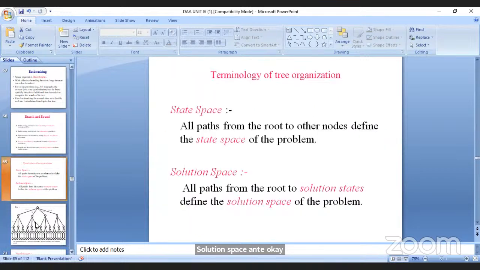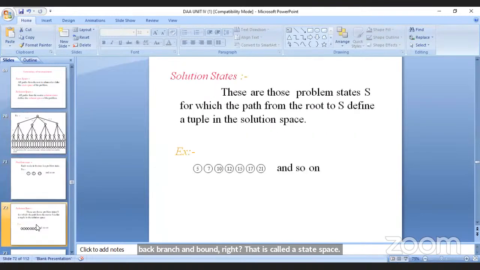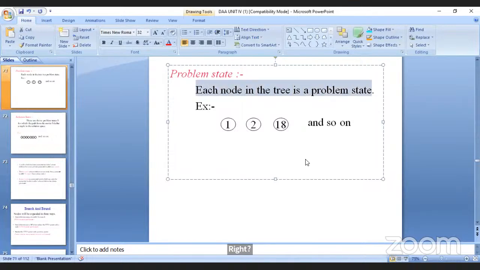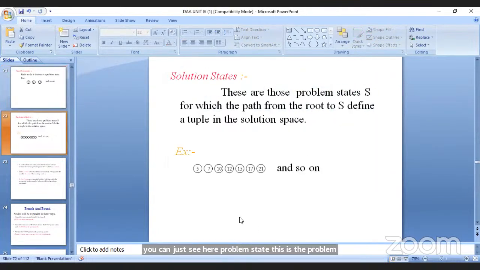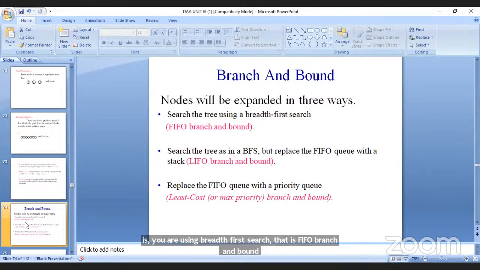Right? That is called the state space, and this is called the solution space. Right? So you can just see here, this is the problem state, this is the solution. Like this you do. So in branch and bound, the nodes of the state space tree we have drawn will be expanded in 3 different ways. That is, you are using breadth first search, that is FIFO branch and bound. Next one, you are using a queue. You are replacing this queue with a stack, that is LIFO branch and bound.